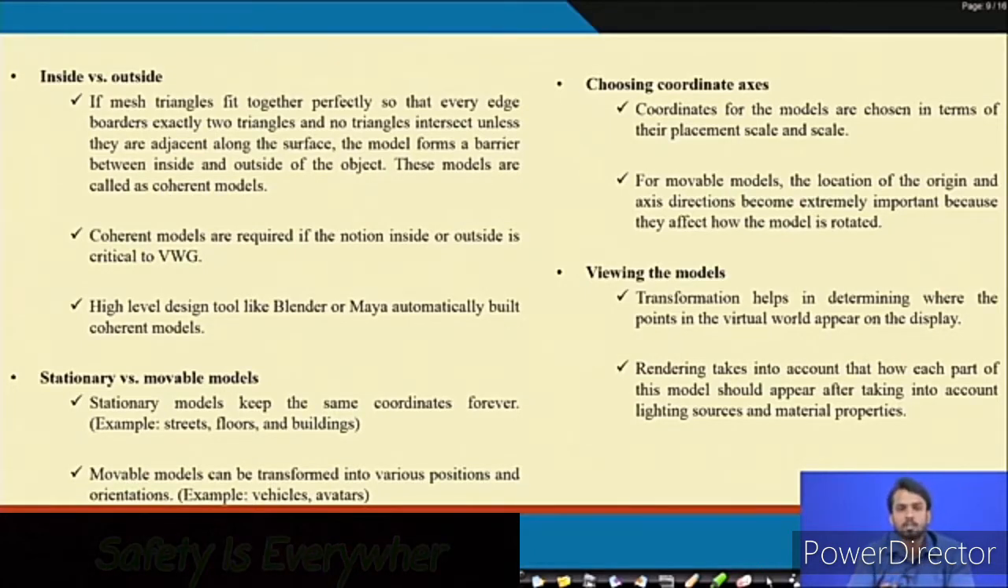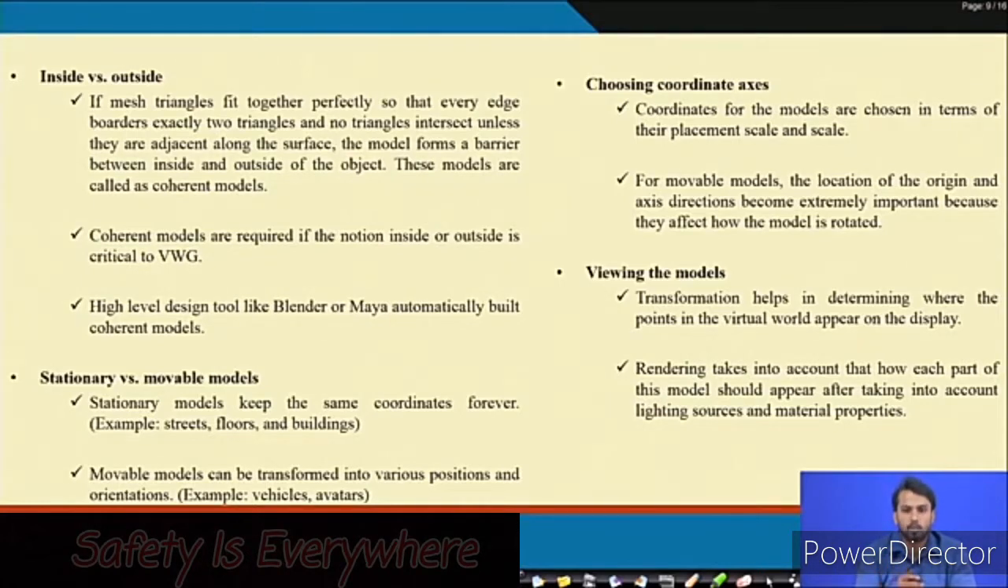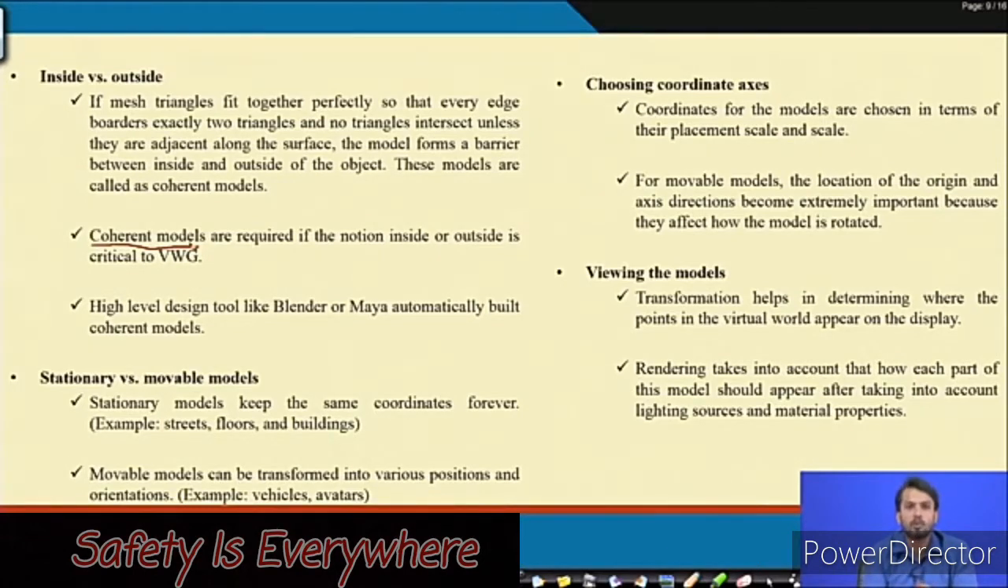So we have to consider the fact that there should be a barrier between inside and outside of the object. Otherwise, there will be confusion while creating the 3D models. They will be floating in the created environment. So coherent models are very much necessary to have a notion of inside or outside in the virtual world generator, which you were taught in the previous lectures.